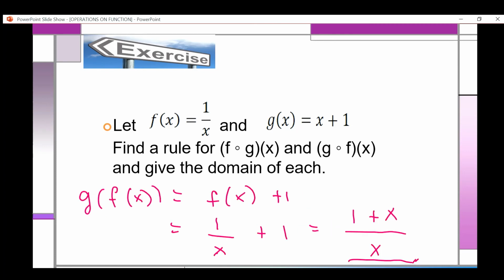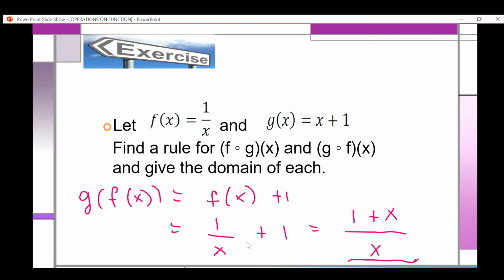So, per answer naman natin sa g of f of x, dito class pabaliktad naman. Ang pattern natin is si g of x, tapos ang ipapasok natin na function is si f of x. Okay? So, ito yung pattern natin. Yung x, pwede na nating ipasok si f of x. Okay? So, magiging instead na x plus 1, magiging f of x plus 1. Okay? Then, substitute natin yung f of x natin. So, yung f of x natin is 1 over x. Substitute na natin. Tapos, plus 1.